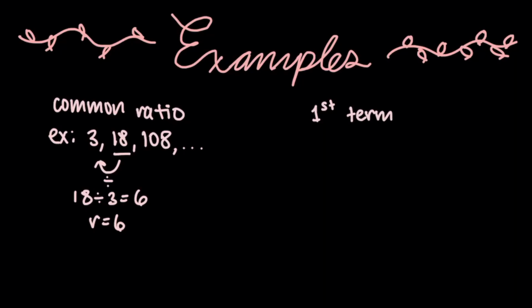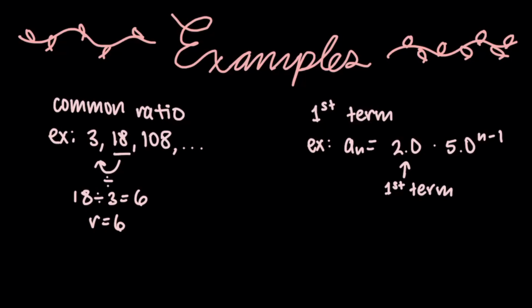Now let's try to find the first term. If we are given a formula where a of n equals 2.0 times 5.0 to the power of the quantity of n minus 1, to find the first term, it is simply the coefficient that you're multiplying 5.0 to the power of the quantity of n minus 1 by. So we know that a of 1 equals 2.0. But if we are given an example where a of n equals 2.0 times 5.0 to the power of n, we need to plug in that n equals 1 to find our first term.